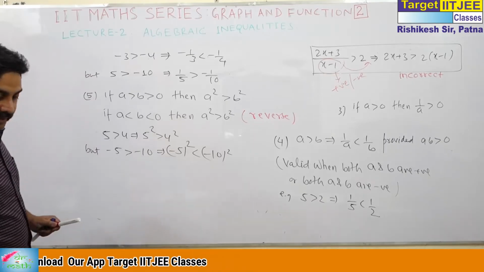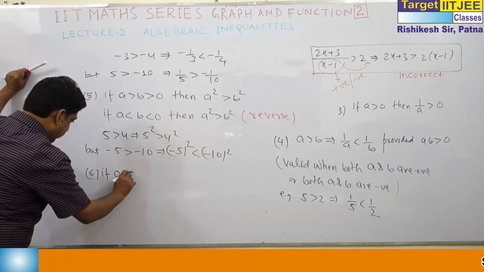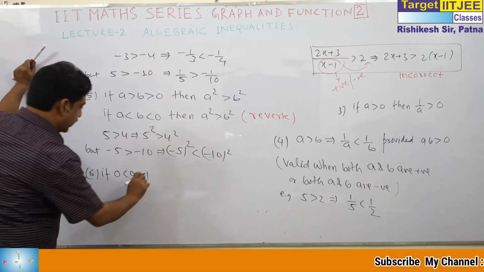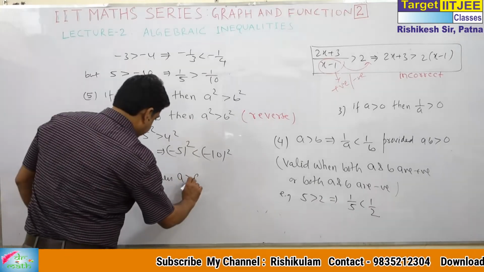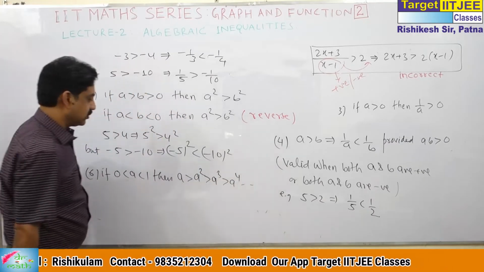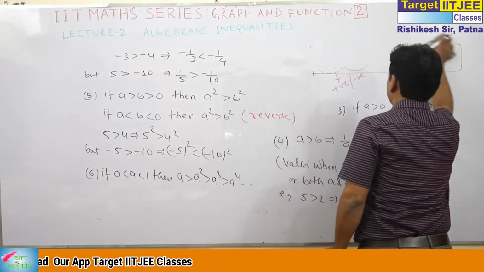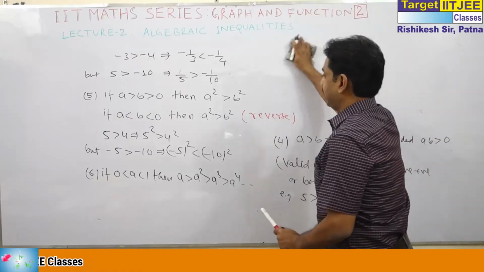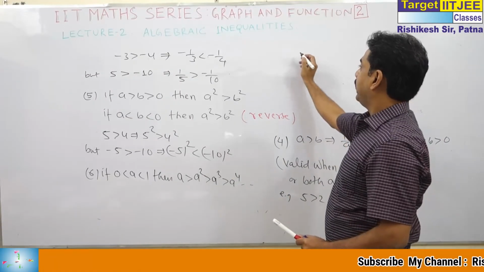Now, number 6. If A lies between 0 and 1, as I have mentioned earlier also, A greater than A square greater than A cube greater than A to the 4 and so on. These are basic rules. Number 7. From here we enter into quadratic inequality.